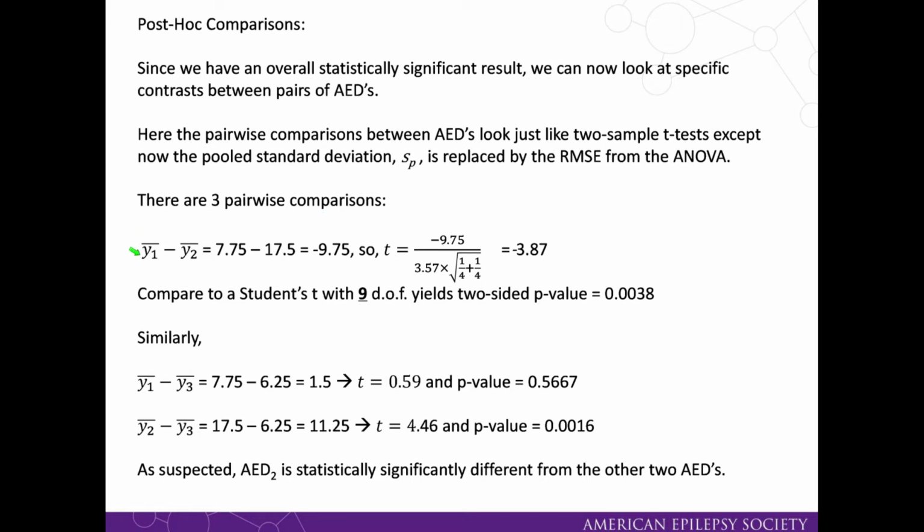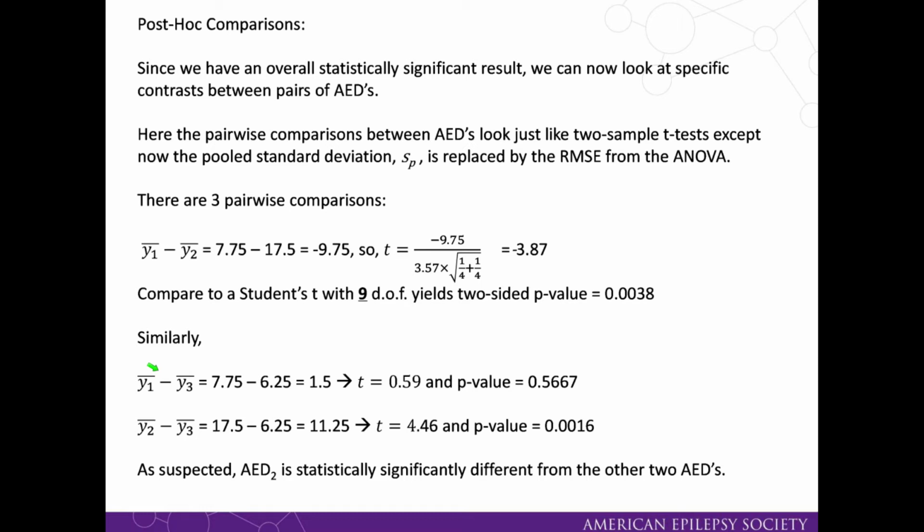So let's look at Y1 minus Y2, or AED 1 minus AED 2. Here's the sample mean from the first group minus the sample mean of the second. We get a difference here. Our t-statistic, notice what we use for our residual noise is the root mean square error. We get a t-value of minus 3.87. We compare this to a Student's t with 9 degrees of freedom, because this is now a pooled ANOVA, and it yields a two-sided p-value of 0.038.